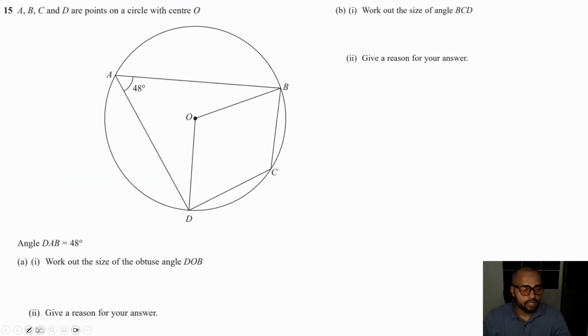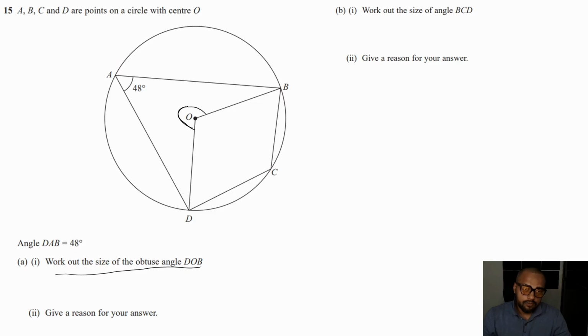In the next question, they have given us a circle with center O, and angle DAB is equal to 48. Work out the size of the obtuse angle DOB. This is what they are asking for, the obtuse angle DOB. So don't get confused, many students will calculate the acute part. This is the obtuse part.